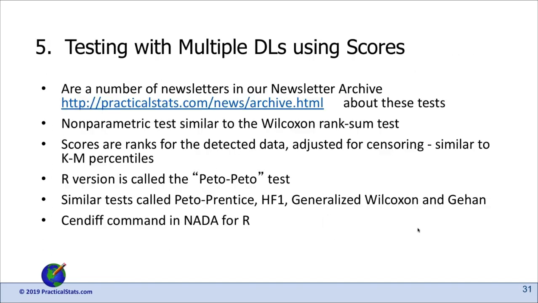You can use somewhat fancier methods than just the Wilcoxon rank sum test, but they're very similar in concept, using something called scores. Scores are just modified ranks. They are essentially equal to, or strongly related to, the percentiles computed by the Kaplan-Meier method that we've already seen.